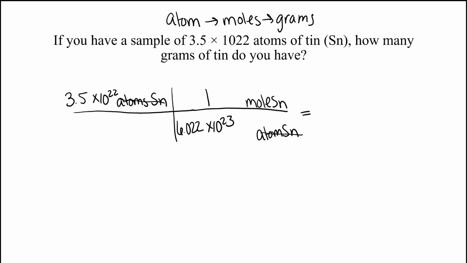So into my calculator, I'm going to type 3.5 times 10 to the 22nd divided by 6.022 times 10 to the 23rd. And my not so smart calculator spits out the following value. So not so smart, and the calculators don't consider significant figures. They just spit out numbers. So it's our job as the scientist to determine significant figures.